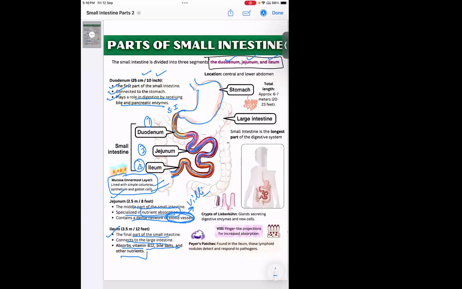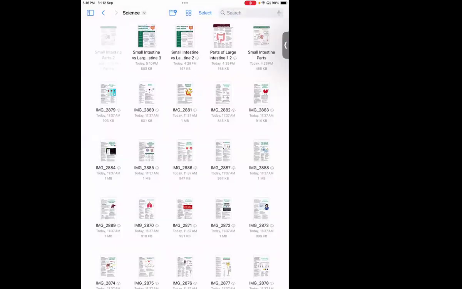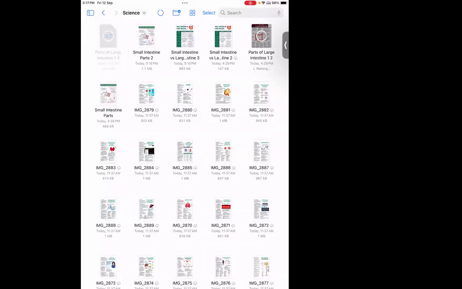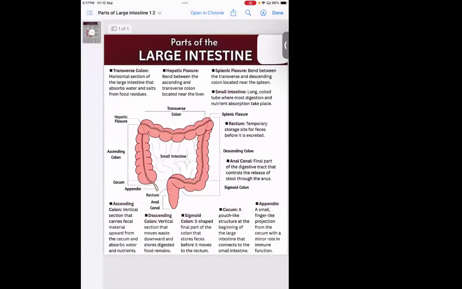Then the large intestine is, next page we have it. It is not getting open, just a minute. So can you see the large intestine?